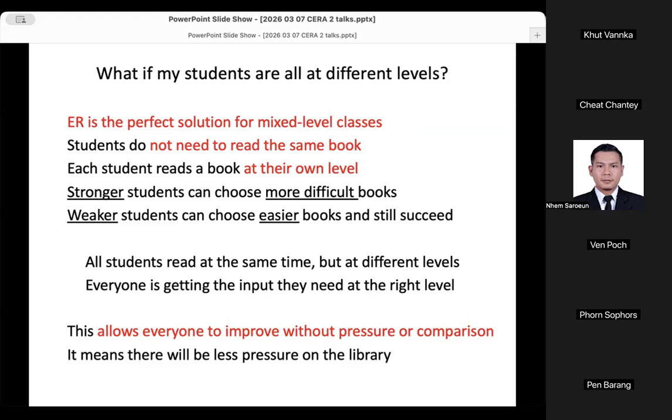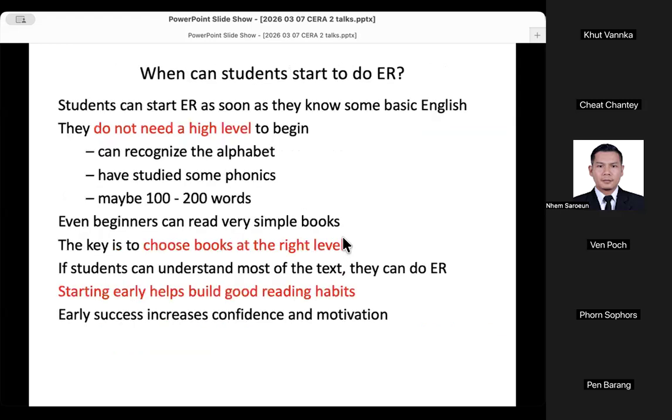If you've got a standard course book, which is in the middle of difficulty, these students are bored because it's too difficult. These students are bored because it's too easy. So with extensive reading, everybody's reading at the right level for themselves. So extensive reading is the perfect solution for a mixed ability class.